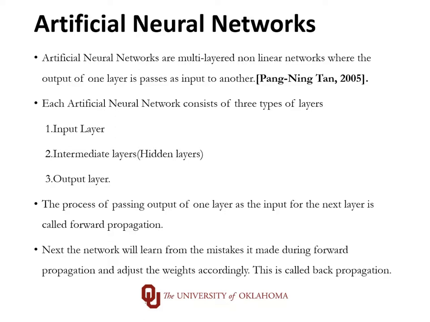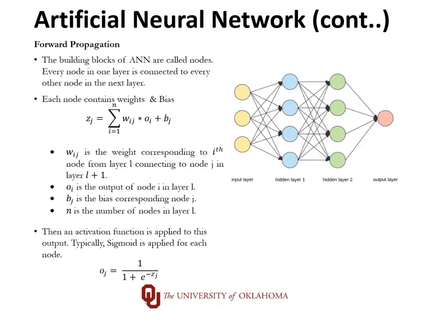Each ANN typically has three types of layers: the input layer, one or more hidden layers, also called intermediate layers, and one output layer. The learning phase in ANN consists of two phases. The first one is called forward propagation, and the second one is called backpropagation. The building blocks of ANN are called nodes. Every node in one layer is connected to every node in the next layer.